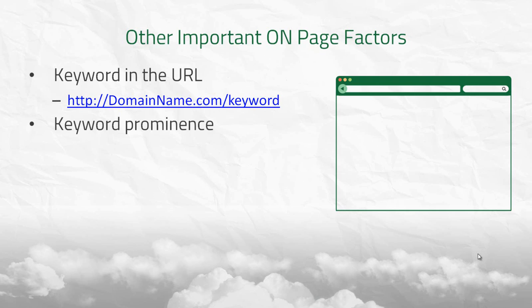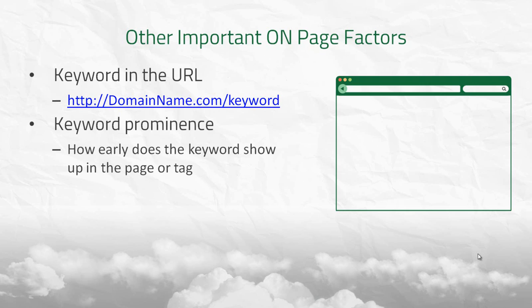Keyword prominence. It is important that your keywords are found early in your content and not mentioned later in the text. So how early does your keyword show up in the page or tag? That's important to realize. Is it not till later, or do I mention it pretty quickly? You typically want to do it early in the content and not later, because it kind of confuses Google if you do that.